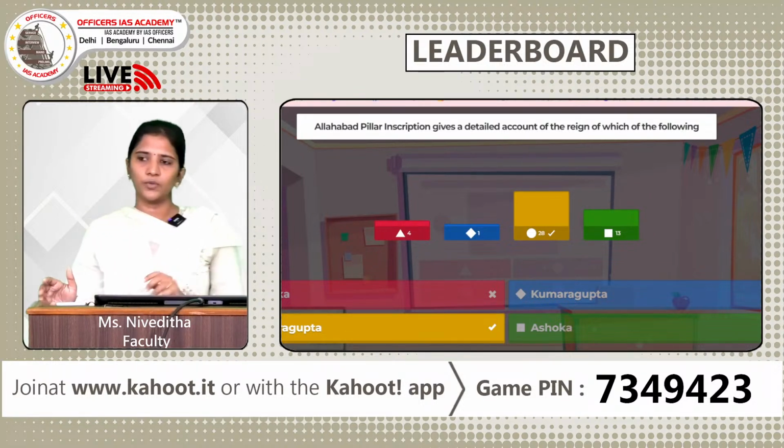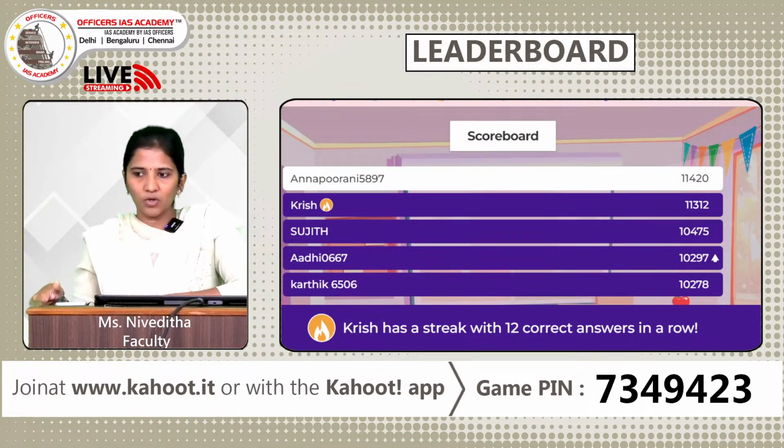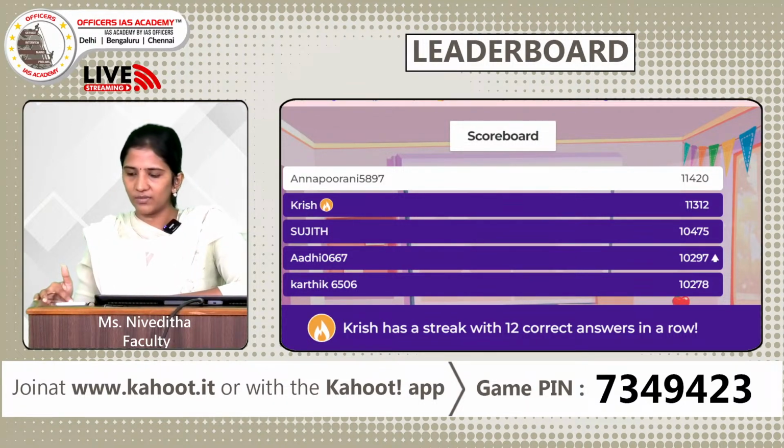Fine, let us see the leaderboard. Again Annapurani is on top, followed by Krish, Sujit, Adi and Karthik. Okay, let us get into the next question.